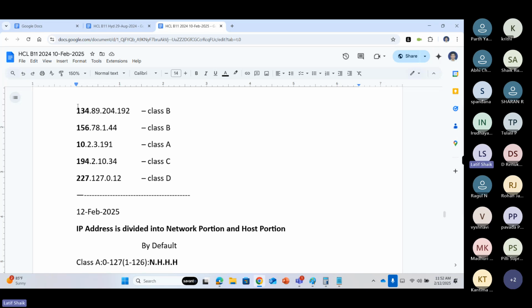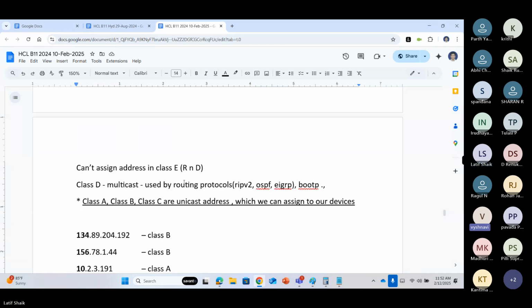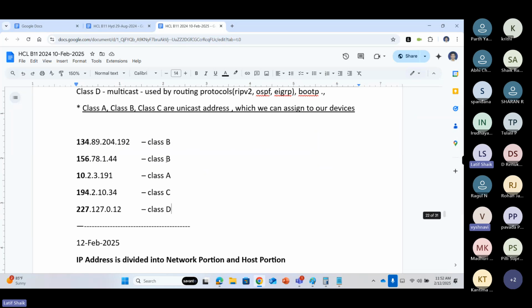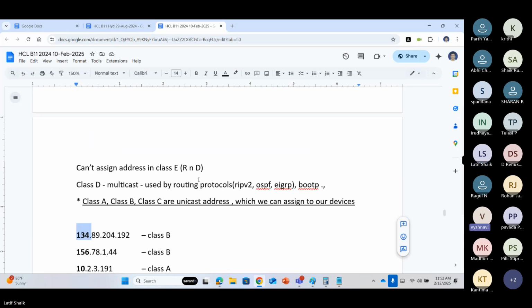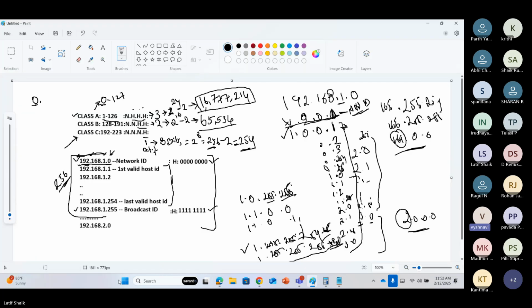Yeah, I will try. The range is for the first octet, right? It is always the first octet. Since the host part has a 255 limit. Yes.